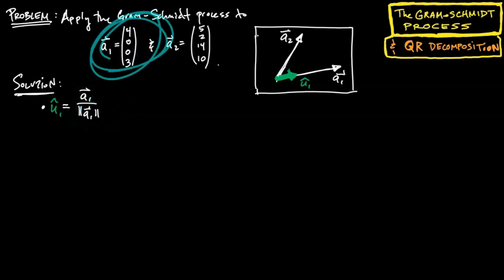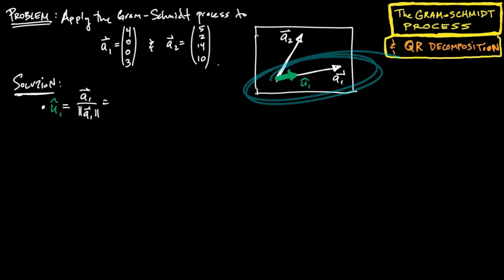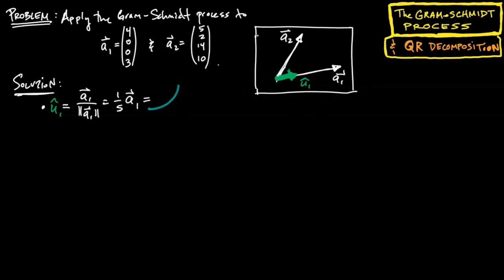Well, the length of a1 we can see is the square root of 16 plus 9, so the square root of 25, which is 5. So a1 is 5 units long. That means u1 is 1/5 of a1, which in terms of its components is going to be 4/5, 0, 0, 3/5. Good, and now we just need to come up with u2.